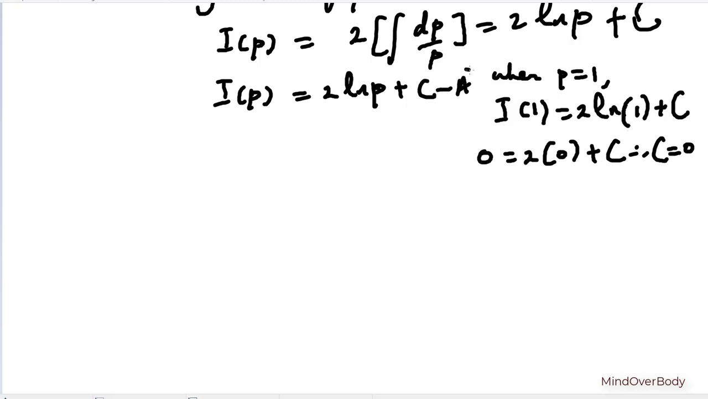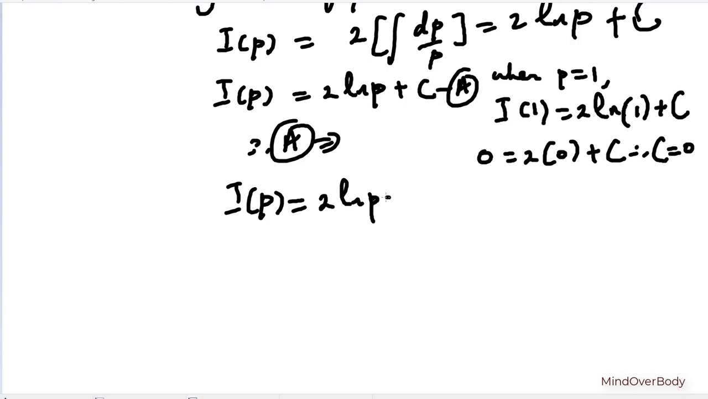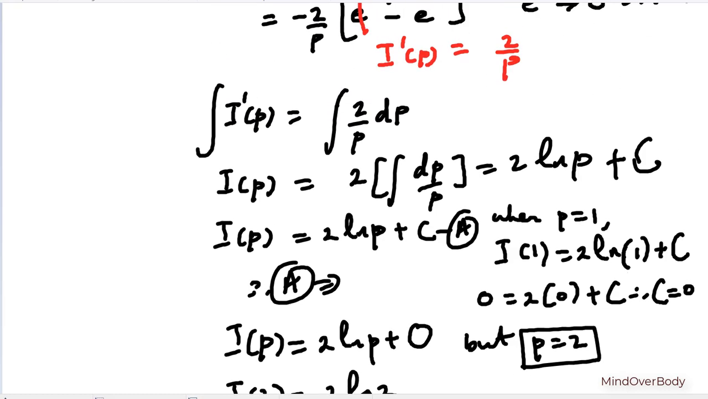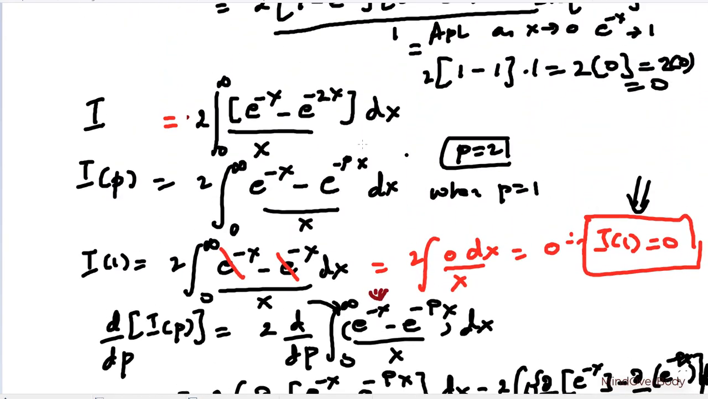Now that c is equal to 0, I can rewrite this: I of p is equal to 2 times ln p plus 0. But we need p to be equal to 2. That is what is required. So when p is equal to 2, we have I of 2 equal to 2 times ln 2. But what is I of 2? I of 2 is the value of I of p when p is equal to 2. That is what is required.